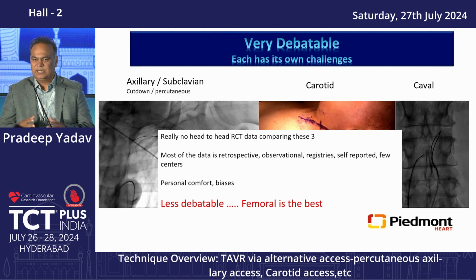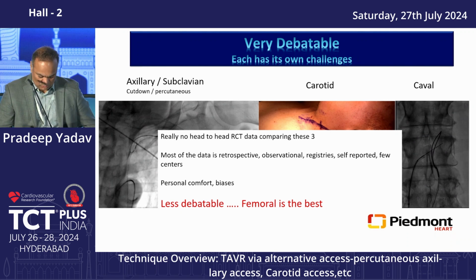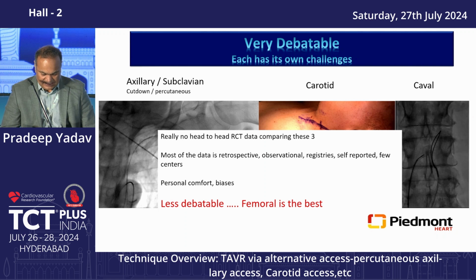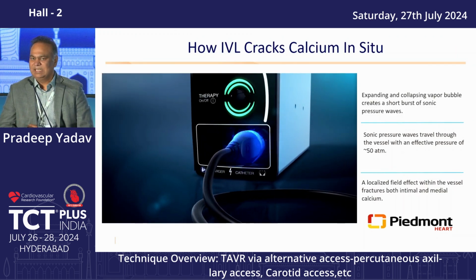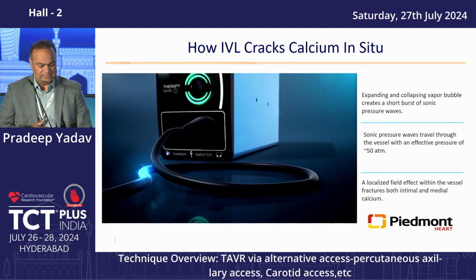If you're going to do transcarotid, just do a whole bunch of transcarotid until you're comfortable, and then start exploring the other one. Or vice versa. If you're doing a percutaneous axillary, start doing that and then get comfortable and go over to the other. Less debatable is that femoral is the best. If you can stay femoral, then that's going to have fewer complications.